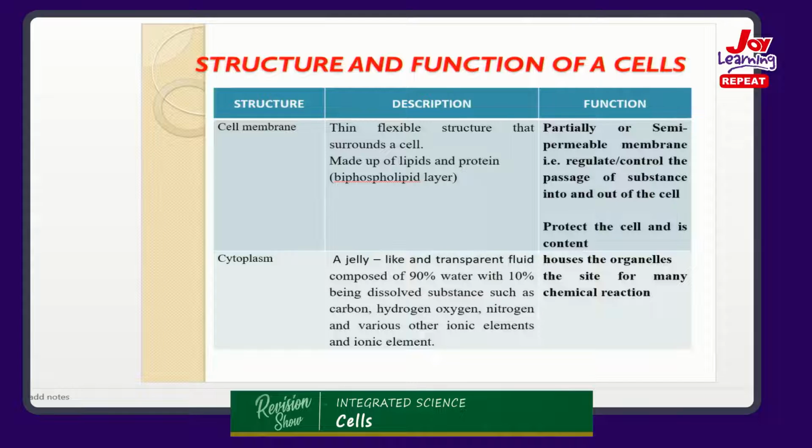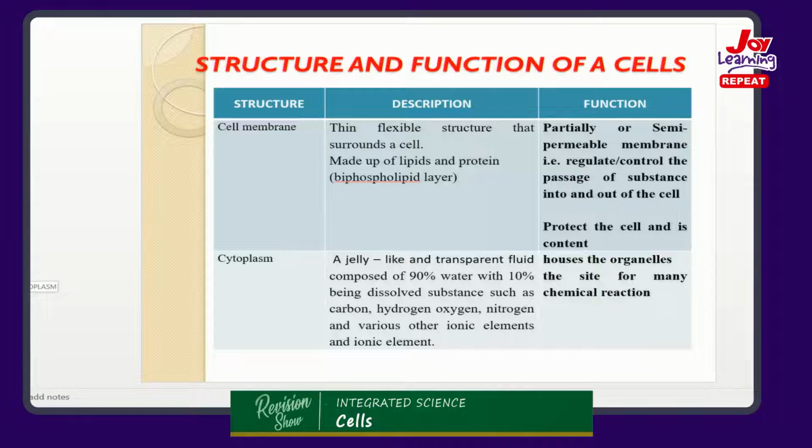It has about 90% water and about 10% dissolved substances, which include some ionic elements, sometimes some gases, some granules, some stored things in there. In addition, it also houses unique structures with membrane-bound covers. Those special membrane-bound structures are called the organelles. So we say that the main function of a cytoplasm, as you can see under the functions, is to house the organelles, and it's also the site for chemical reactions to take place.